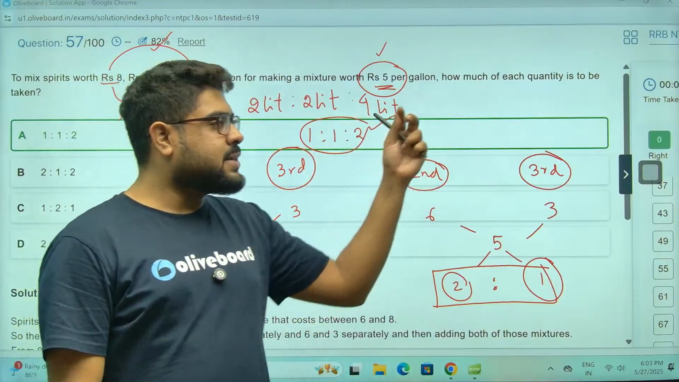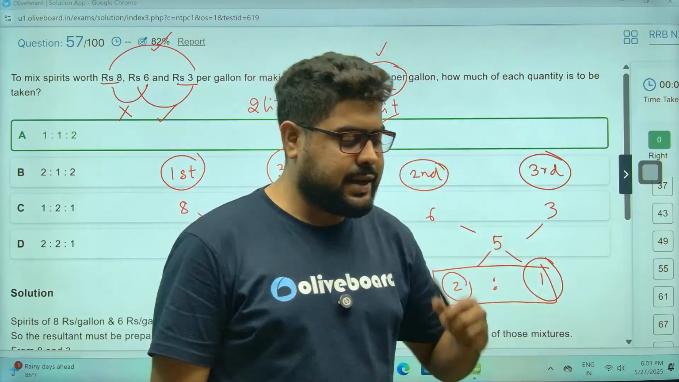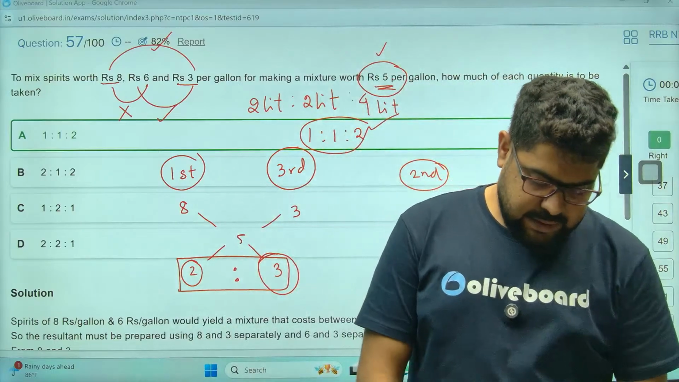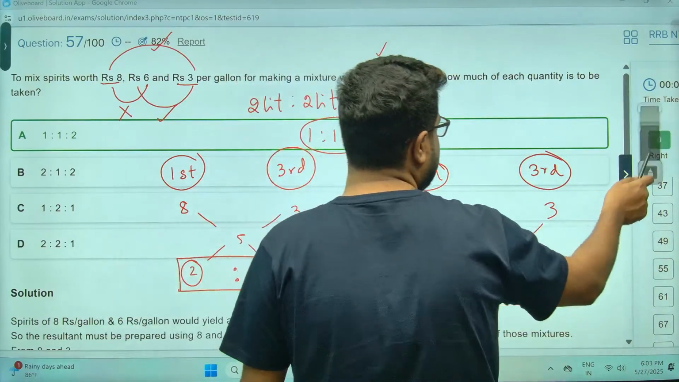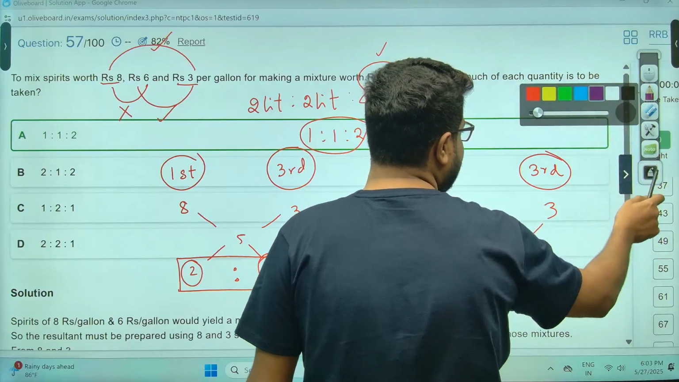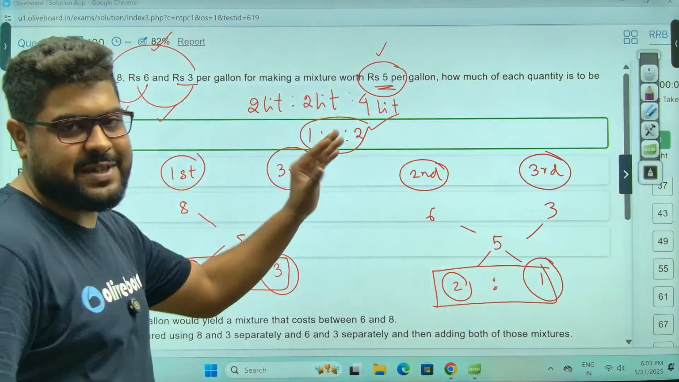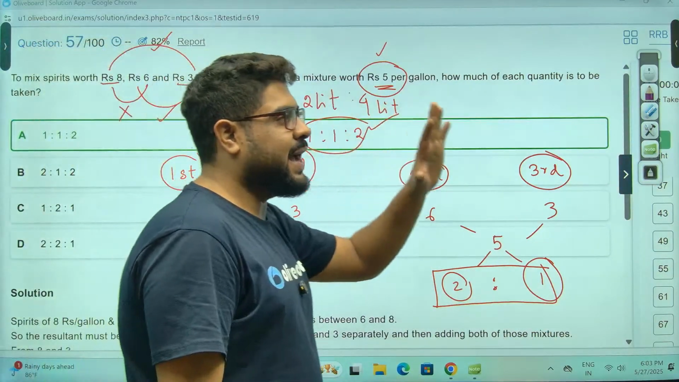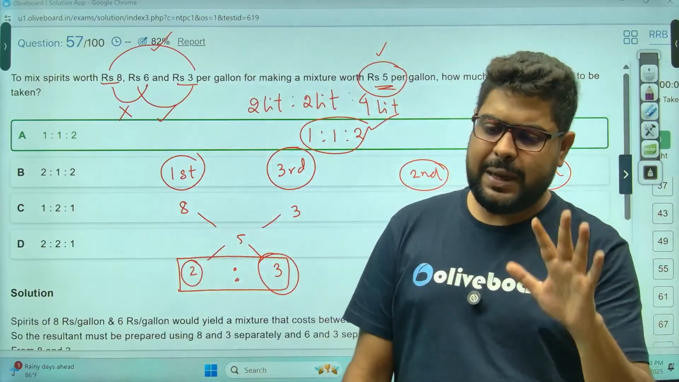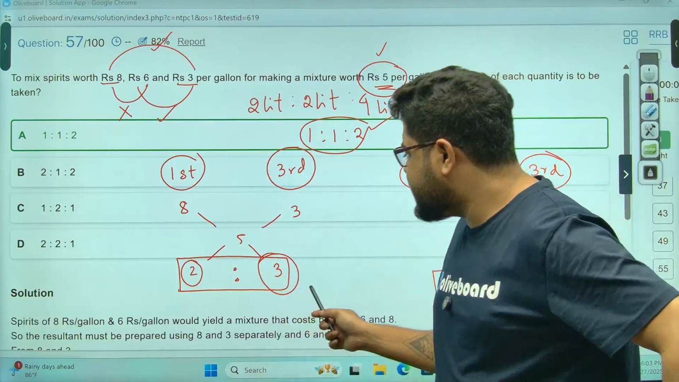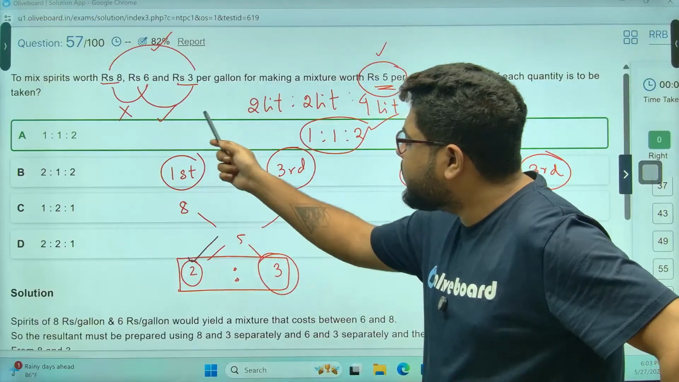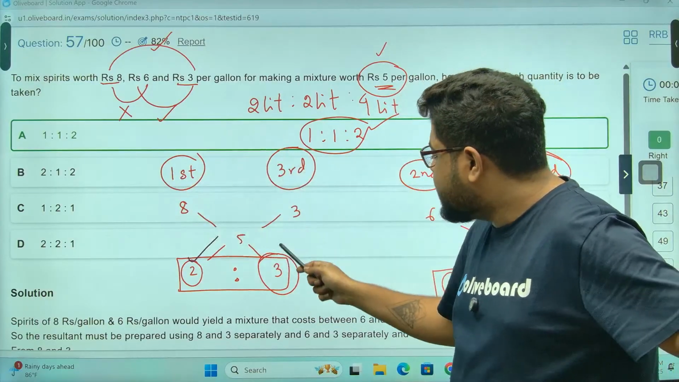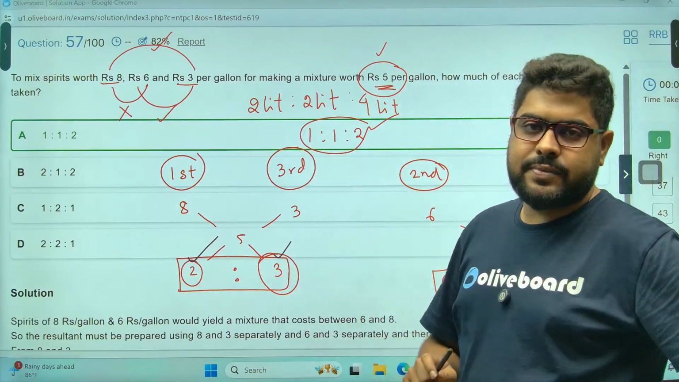Why I've added? Because I'm taking out the container 3 contents twice. No, no, let me explain once more. Why will you not get it? Don't worry. Reena, you see, we are doing alligation twice. What is alligation? What does this 2:3 mean? It means I am taking 2 liters from the first mixture and 3 liters from the third mixture.